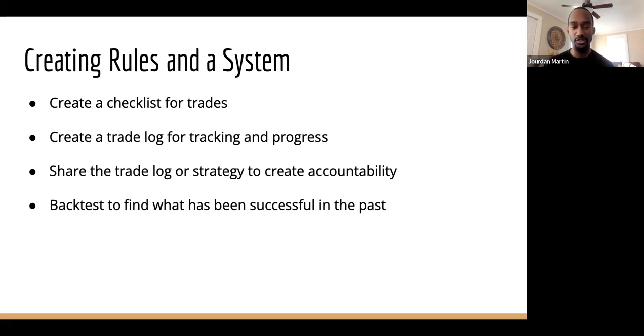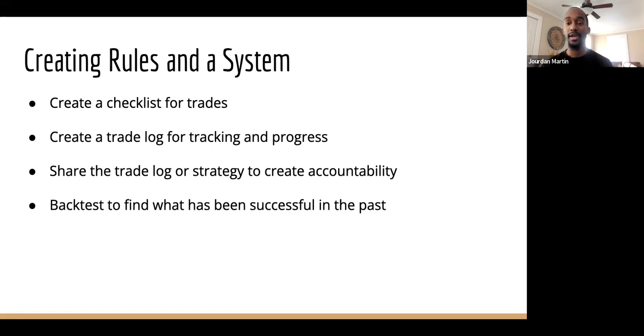It allows you to see what trades you're taking and creates accountability with yourself, because now you have to look at what you're doing. You have to basically declare, hey, this is what I'm doing. I'm Jordan Martin. I'm taking this trade because of XYZ reason. Not, oh, that looks like it might go up, I'm gonna go ahead and buy it. No.